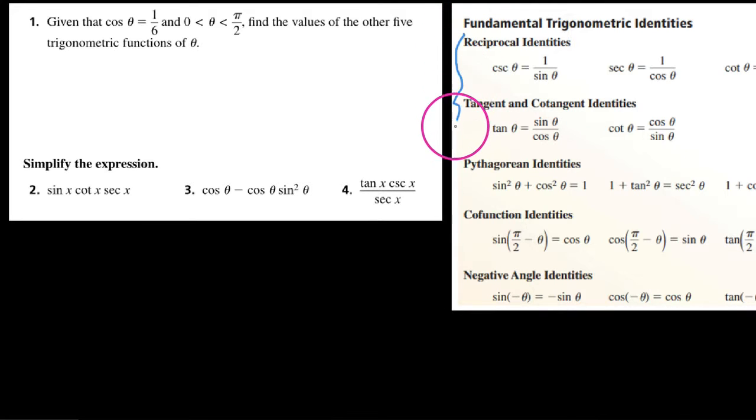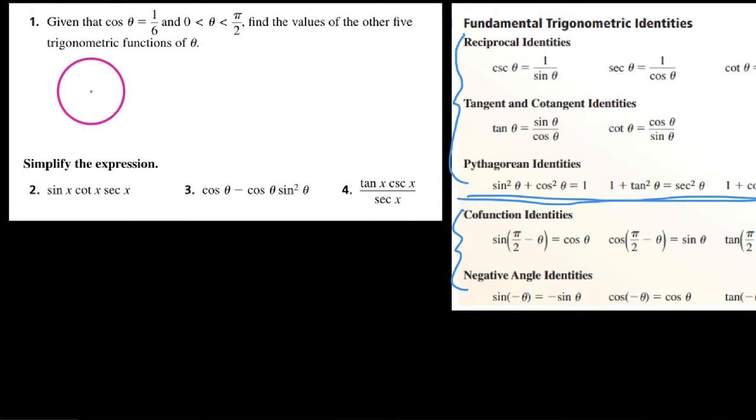I would say that the holy trinity, the main three that you want to pay attention to, are your reciprocal, tangent, and Pythagorean identities. But from time to time we use our cofunction identities as well as our negative angle identities. So focusing on these top three really is our priority. But let's take a look at putting these to use.